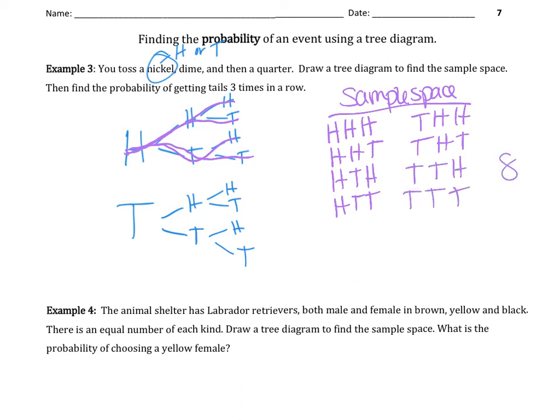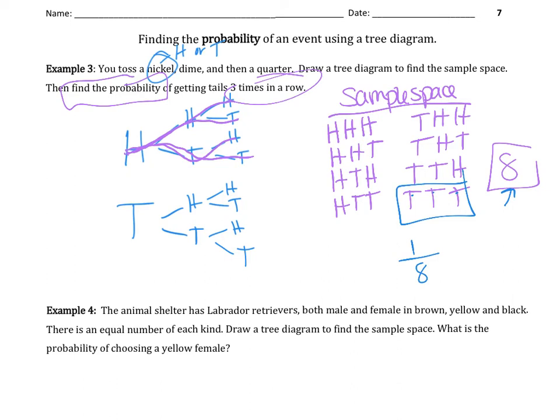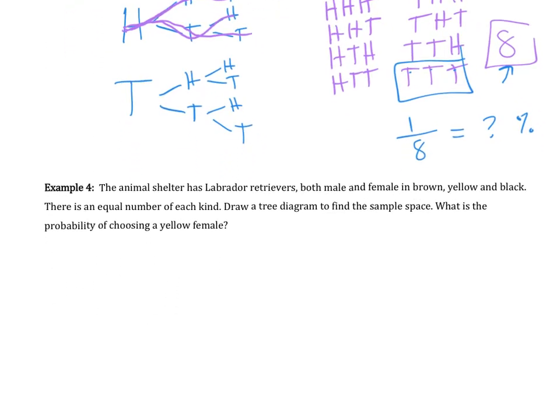All right, so we have a total of 8 possibilities, and then they're asking, find the probability of getting tails 3 times in a row. So you have to look to see in your sample space, how many times did you get tails 3 times in a row? The answer to that is just once, tails, tails, tails. That is 1 time out of a total of 8 possibilities. I don't have a calculator, so I don't know what that is as a percentage. 13 maybe? I'm guessing.